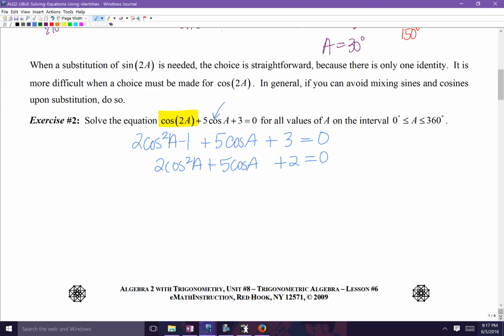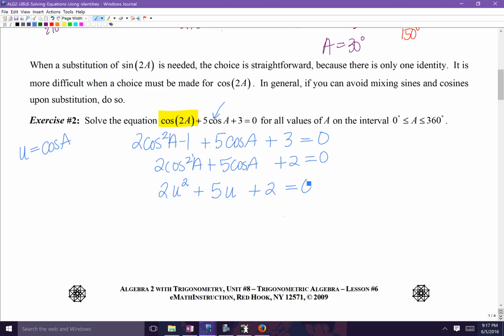So I'm going to use the substitution of u. And all I'm going to do is, wherever I see a cosine of a, I'm going to replace it with a u. All right, let's see what happens. So 2, instead of cosine of a, I'm going to use a u, but it's being squared, plus 5, instead of cosine of a, I'm going to use u, plus 2.